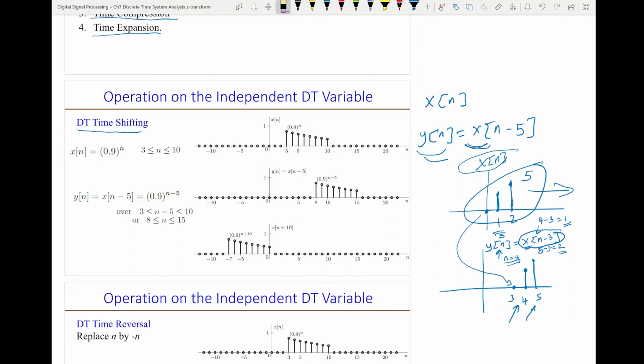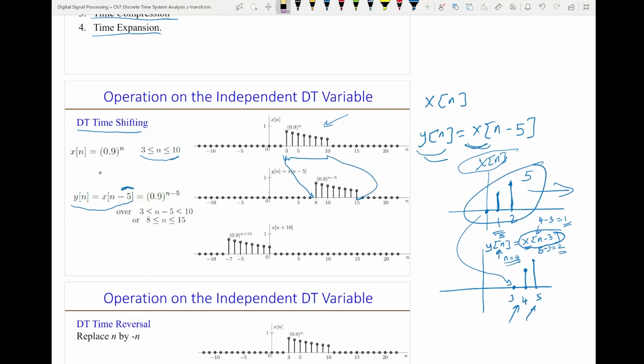Now, mathematically, you can think of it as follows. If this is the signal, and it exists in this range, so if I plot it, it will be this one. It exists from n equals 3 to 10. Now, if I create a new signal y of n, which is x of n minus 5, that's basically shifting this signal x of n 5 units to the right. So that's 3 plus 5, that's 8, so that will be here. 10 plus 5, that's 15, so that will be here.